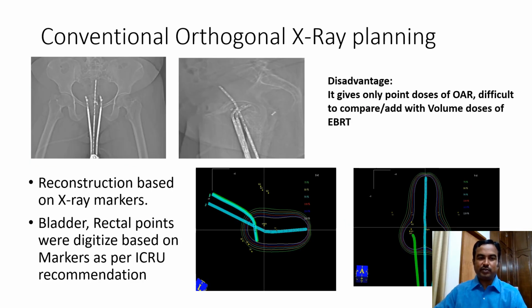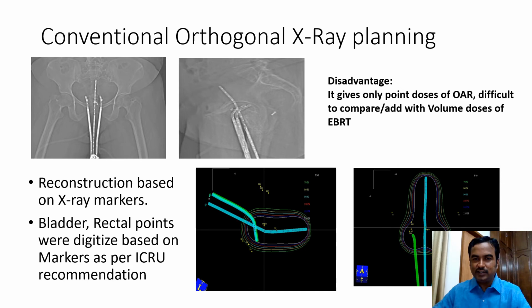So this slide shows the conventional orthogonal films which were being used for brachytherapy treatment. So these are conventional orthogonal X-rays acquired 90 degrees apart. This is the anterior film and this is a lateral film. This shows the reconstruction of catheters and the distribution. So here bladder and rectal points were marked based on the ICRU recommendation.